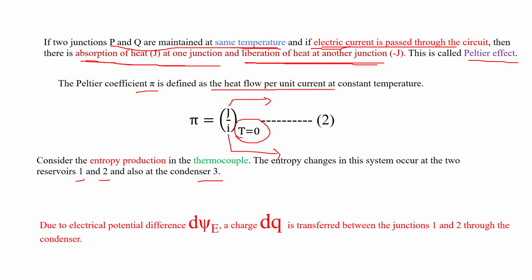So here in the condenser, an electrical potential difference is noted due to the flow of charge from either junction 1 to 2 or 2 to 1. So from junction 1 to 2 or from 2 to 1 there may be a transfer of charge, which leads to the electrical potential difference.